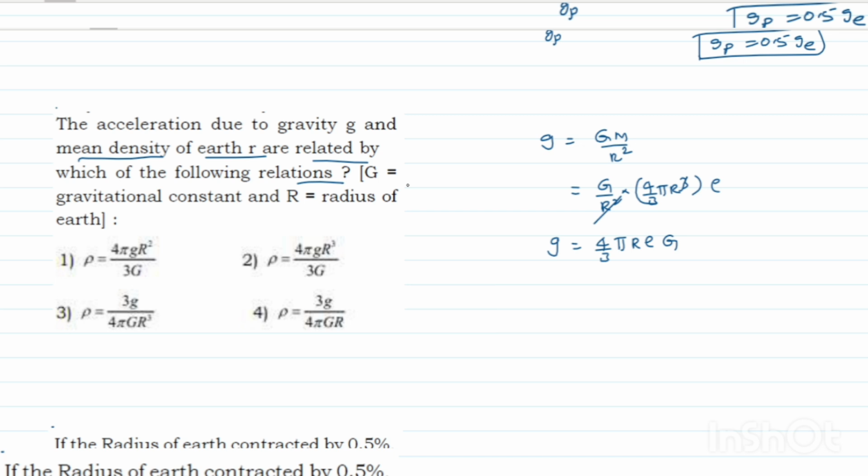Now they are asking the rho value. You can write it as 3 into g by 4 into pi into r into G. So rho equals 3g by 4 pi G r. This is the correct answer.